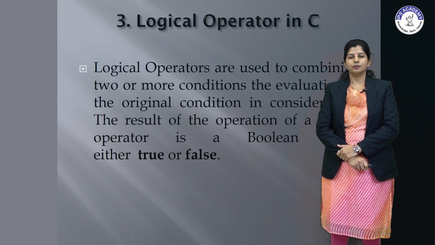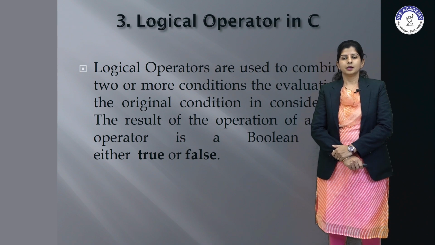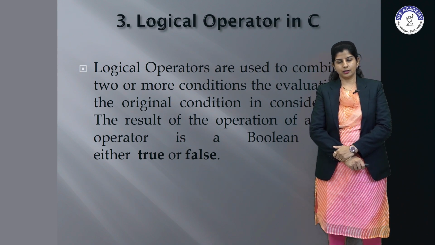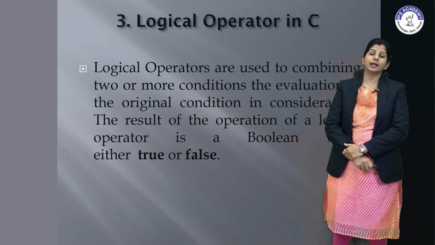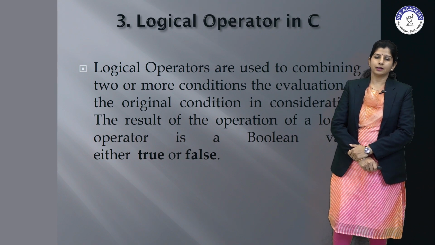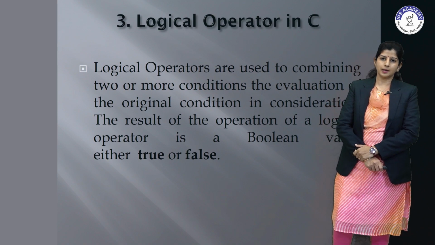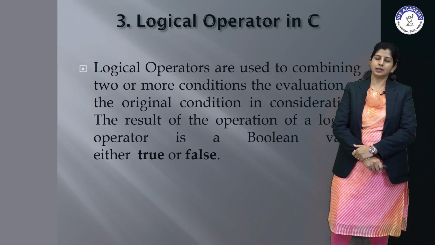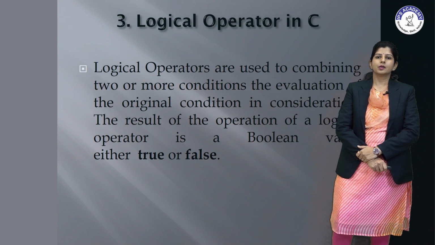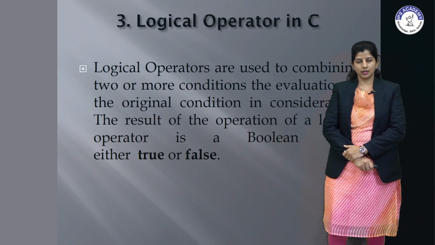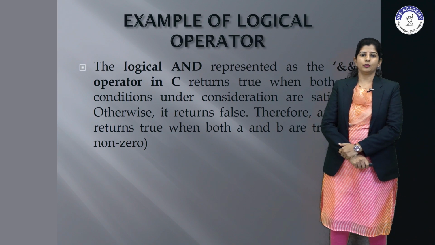In the last slide, we saw that relational operators are used to compare variables, but only one condition we are trying to check. But if we have a long program and we are trying to use an operator which helps us to combine conditions, then we can perform the program. That is the logical operator, and it helps us perform programming in C. How? Because it helps combine two conditions and then compare them. Let us see an example of logical operators.